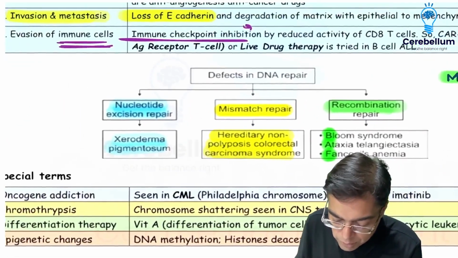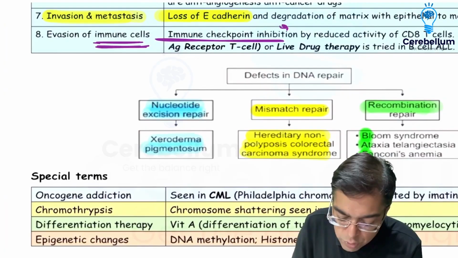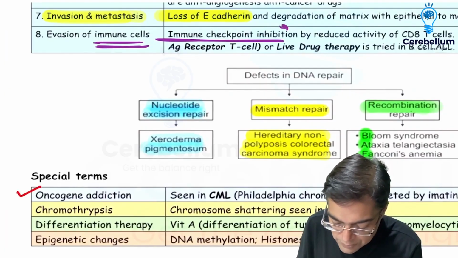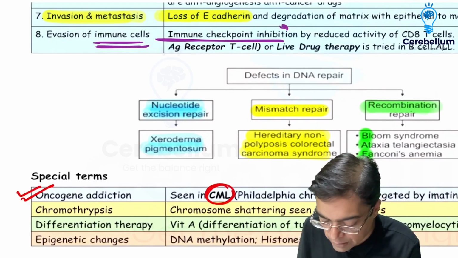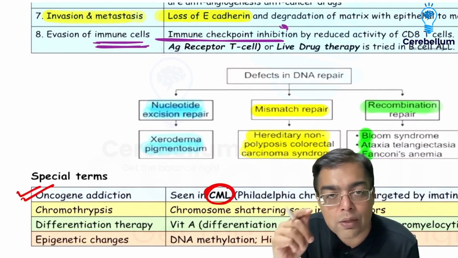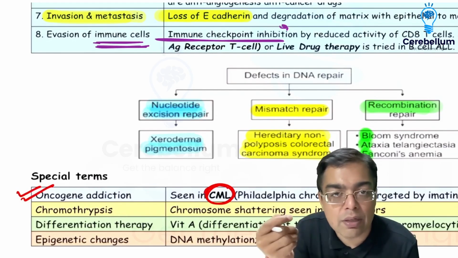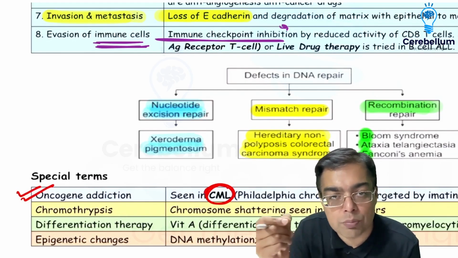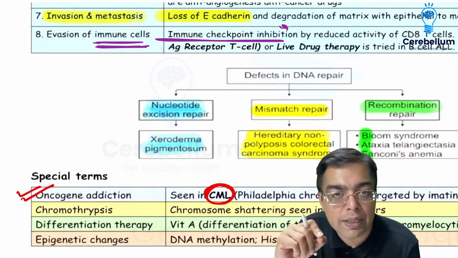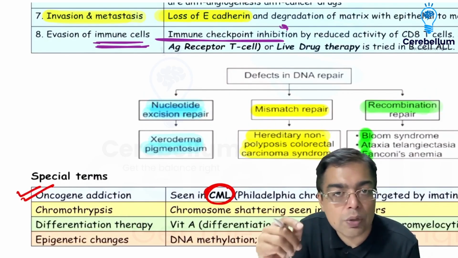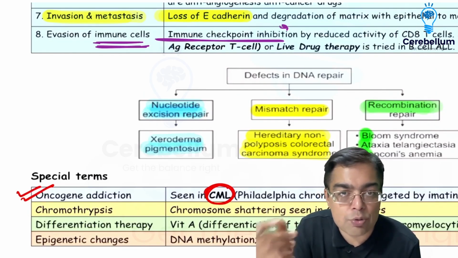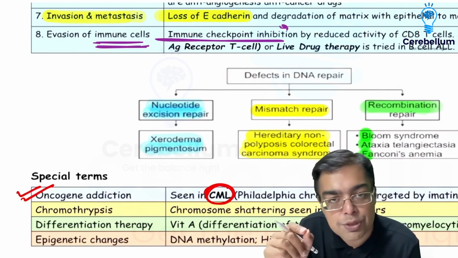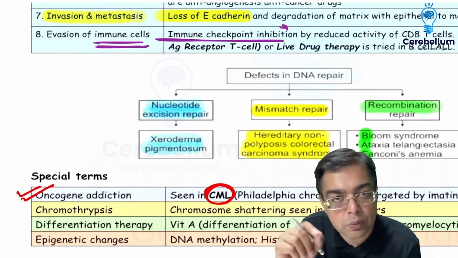Then we are going to talk about certain terms which are specifically associated with certain types of cancers. First one is oncogene addiction. Tumor cells in a patient suffering from CML are absolutely addicted to the tyrosine kinase activity. Why do we have tyrosine kinase activity? Because of the Philadelphia chromosome. If we inhibit this tyrosine kinase activity, the tumor cells are not going to be able to survive. That's what you do with the administration of a drug like imatinib. So oncogene addiction is a term that you associate with chronic myeloid leukemia, right?